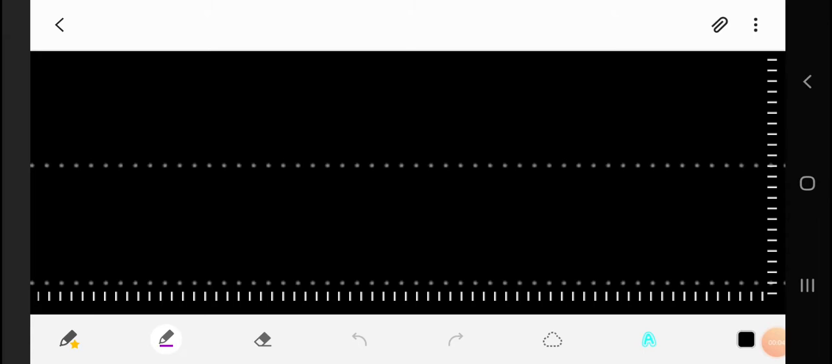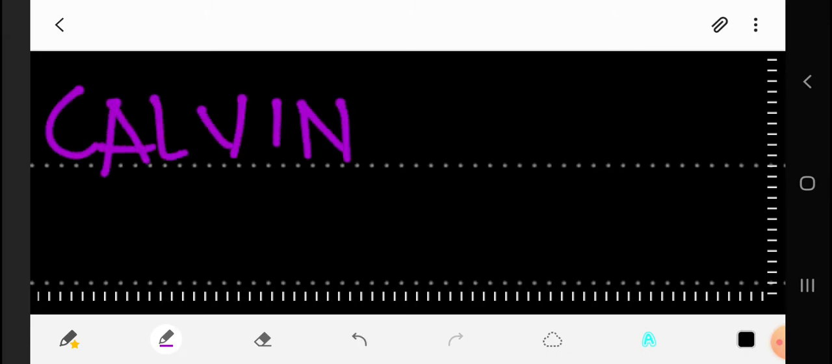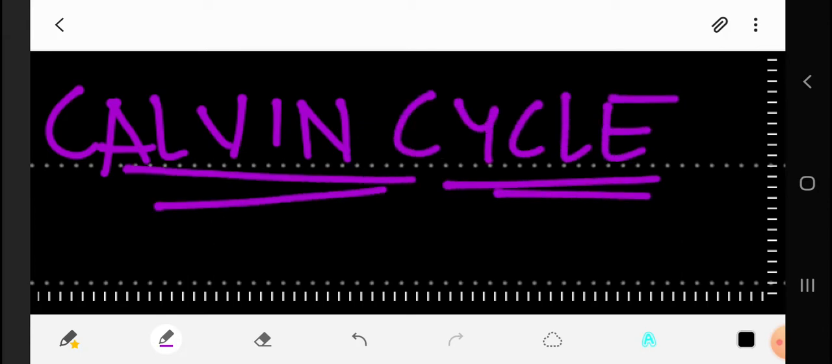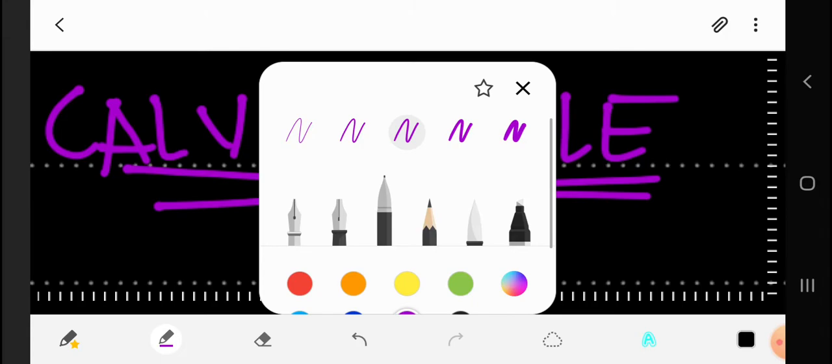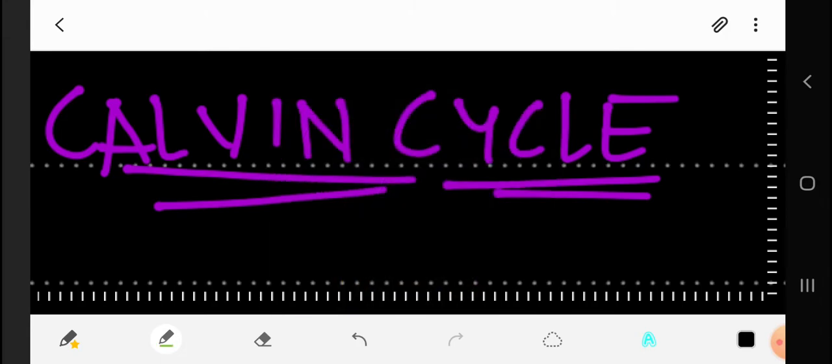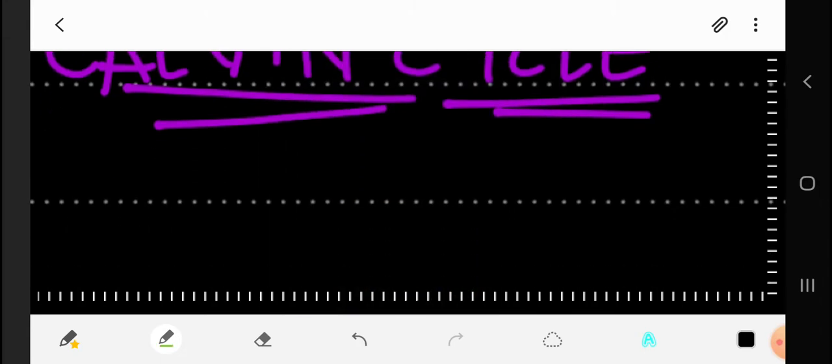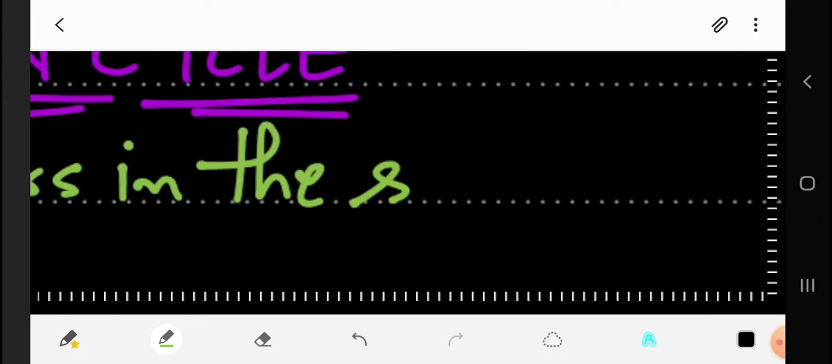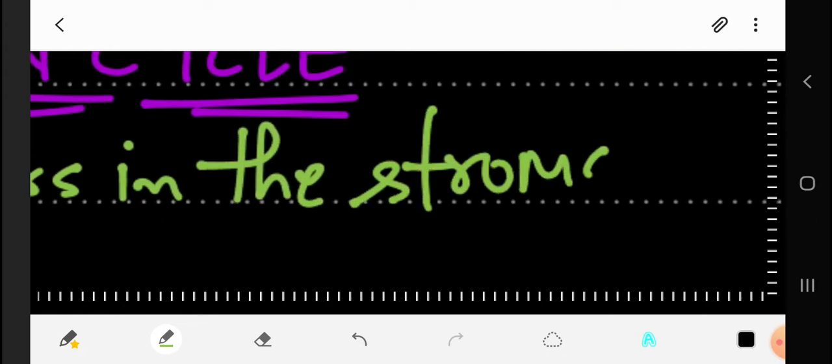And so let's get started with today. I'll be teaching the Calvin cycle. It's a part of the dark reaction in photosynthesis, and it occurs in the stroma of the chloroplast.